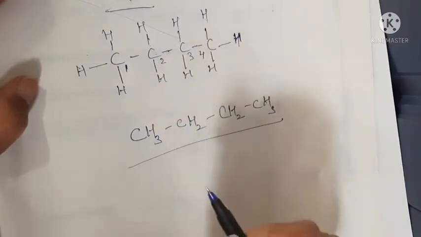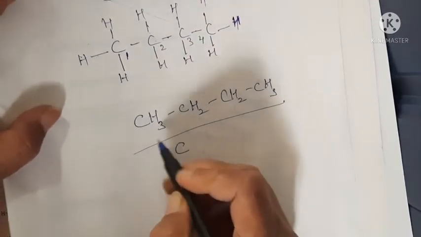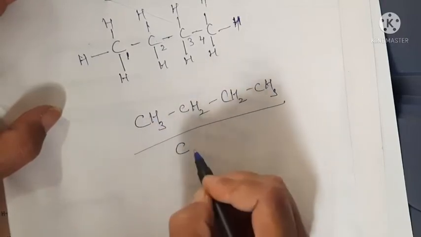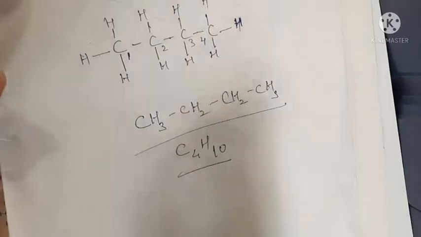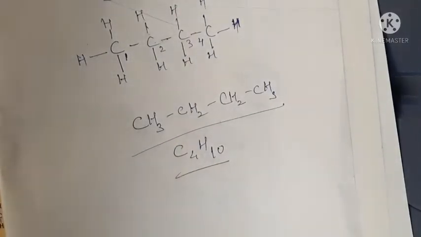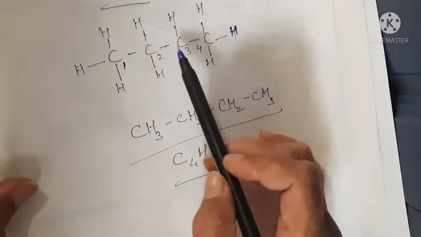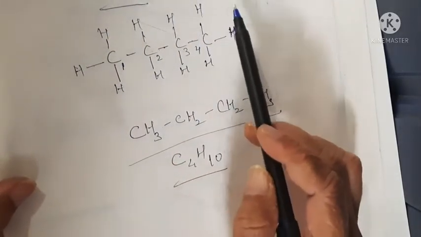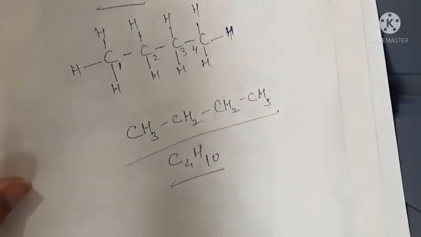And if you want to write in a condensed form, in a short form, then we also write it like this: how many carbons are there? 1, 2, 3, 4. And how many hydrogens are there? 10. So these are a few ways of representing. We call this a structural formula. Now based on that, if they ask you to draw the electron dot structure, then it will become easier for you.